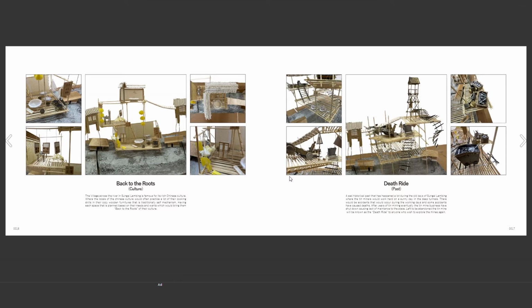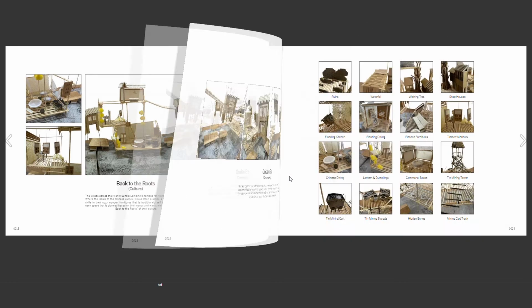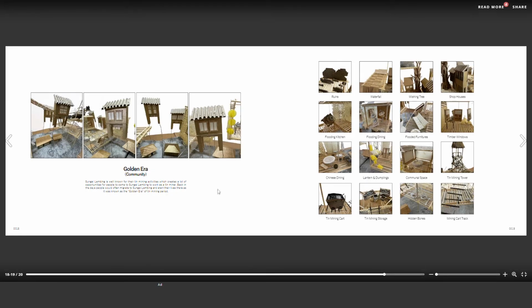that happened a lot during the old days of Sungai Lembing, where tin miners often worked hard on a sunny day in the deep tunnels. There were accidents that occurred during the working days, and some accidents caused deaths. After years of tin mining, the tin mine business eventually shut down, causing a lack of maintenance to the place. Left abandoned, the tin mine would be known as the death ride to anyone who wished to explore the mines again.